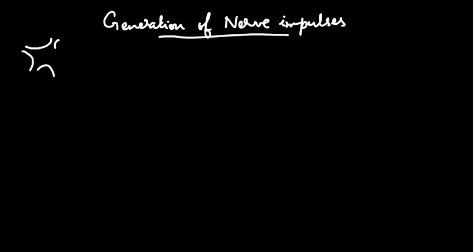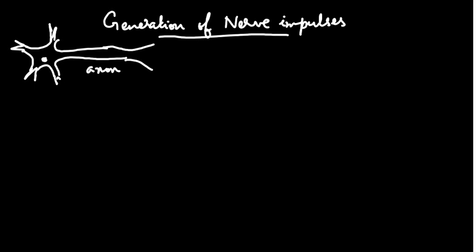Now, this is a neuron, and these are the dendrites, the cell body. This part is the axon, and then comes the axon terminals with synaptic knobs.